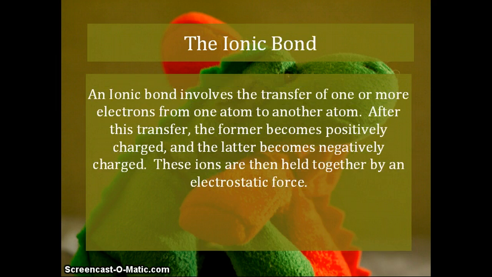An ionic bond involves the transfer of one or more electrons from one atom to another. After this transfer, the former becomes positively charged and the latter becomes negatively charged. These ions are held together by an electrostatic force.